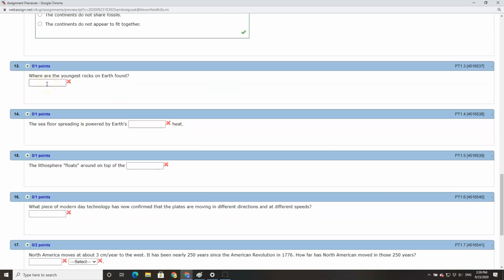The youngest rocks on Earth. There's a lot of answers to this. You could say the mid-ocean ridge. You could say volcanoes. You could say near a volcano. Any of these would work. So basically anything that forms lava or magma. So I'll go volcanoes.